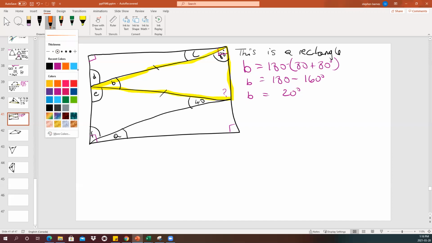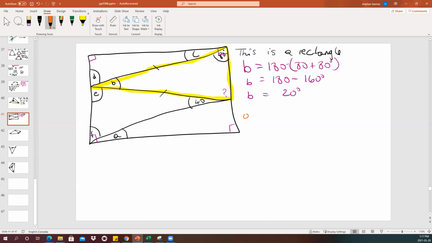I'm going to work C next. C is right here. And C is easy to work because C is a part of the corner. And we know that the corner angles are equal to 90, right? So C is going to be equal to 90 degrees minus 80 degrees, which is equal to 10 degrees, right? So that's C. C is easy enough.